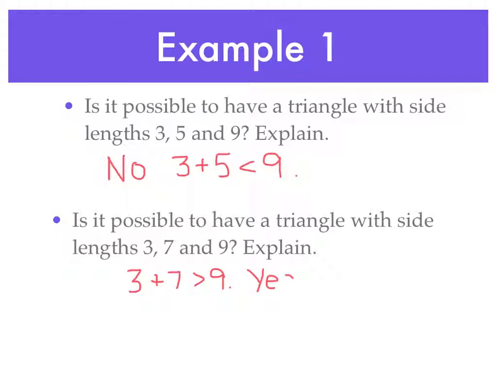I have no idea. Mr. Nelson's getting rowdy over there. I could go through and say, okay, is 3 plus 9 bigger than 7? Sure it is, because 9 is already bigger than 7. And then is 7 plus 9 bigger than 3? Sure it is, because both of those are already bigger than 3. So this is really the only one you need to worry about. Okay?